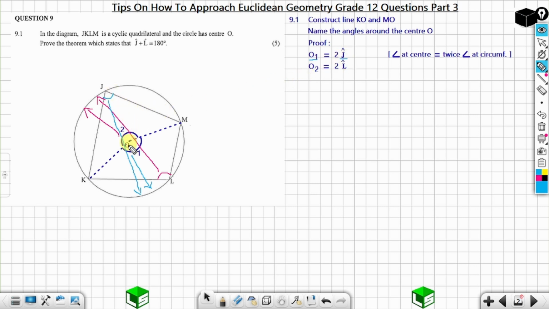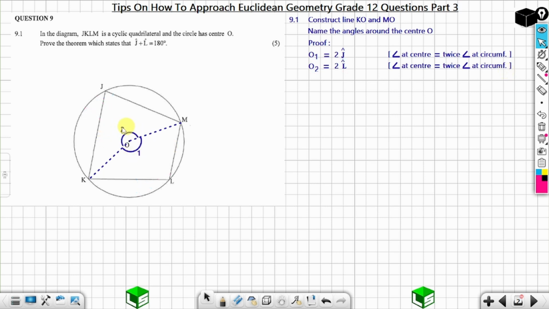So O1 with J, and O2 with L. You have O2 and L. The reason is angle at the center is twice angle at the circumference.